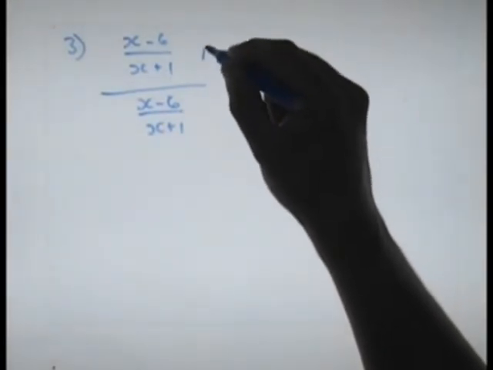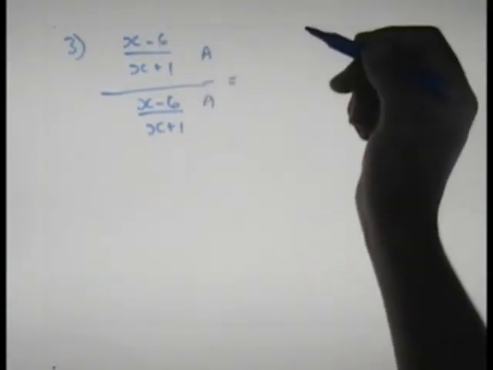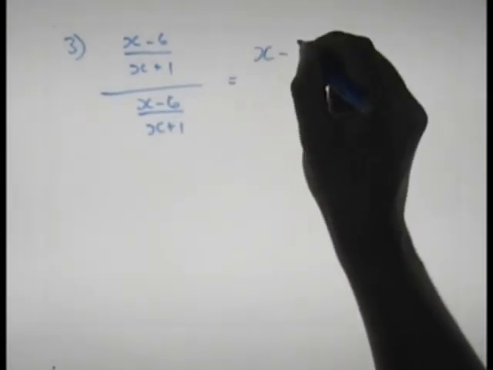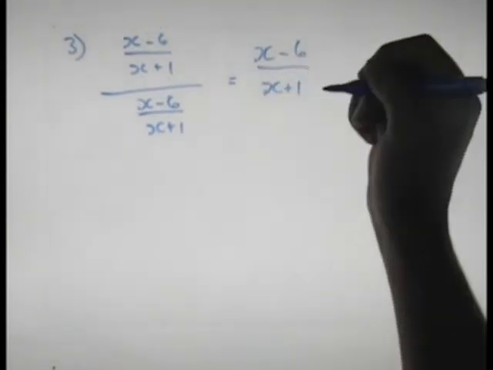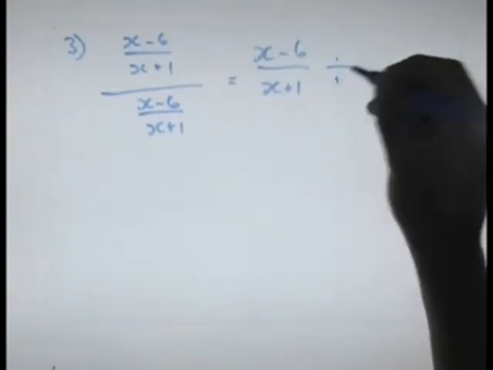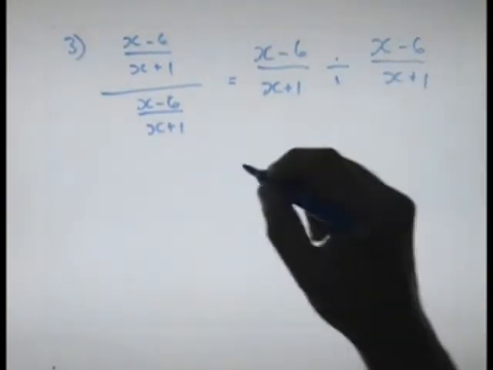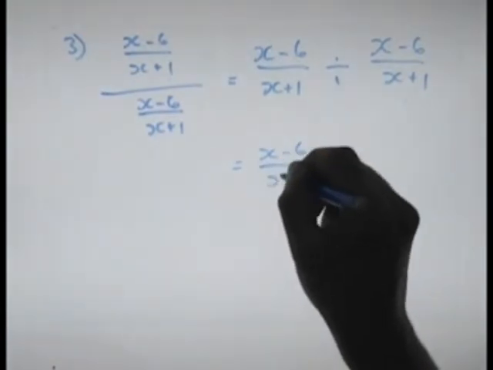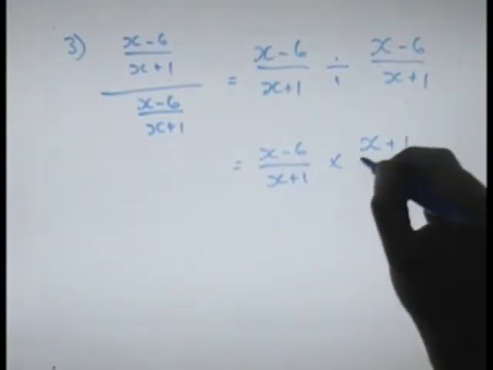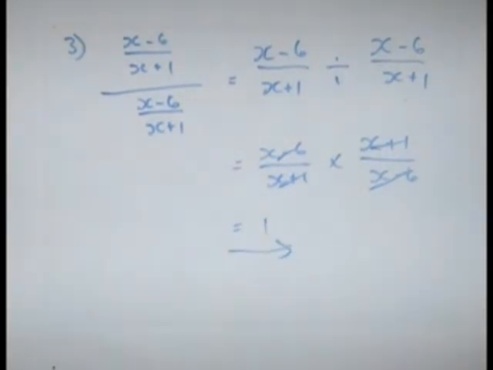So isn't this basically a over a, or b over b, or k over k, whatever you want to give it? And that's equal to 1. But let's see how this works out. x minus 6 over x plus 1, I'm going to say that is our numerator divided by our denominator, which is going to equal x minus 6 over x plus 1 multiplied by x plus 1 over x minus 6. They cancel, that gives us an answer of 1.